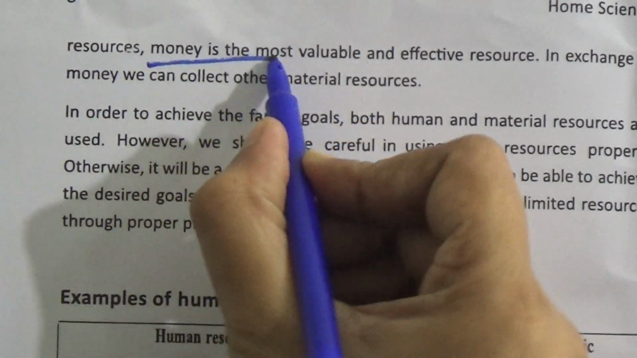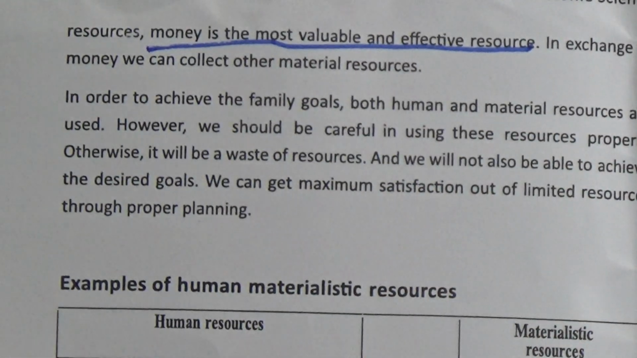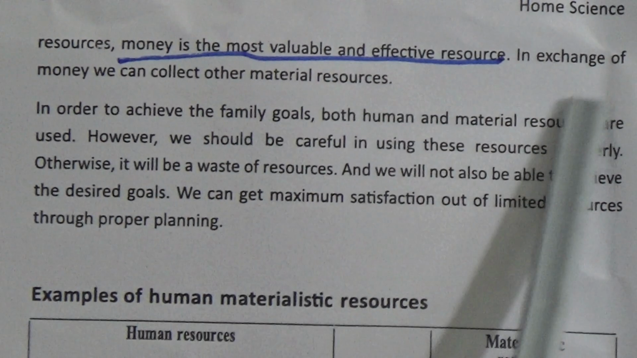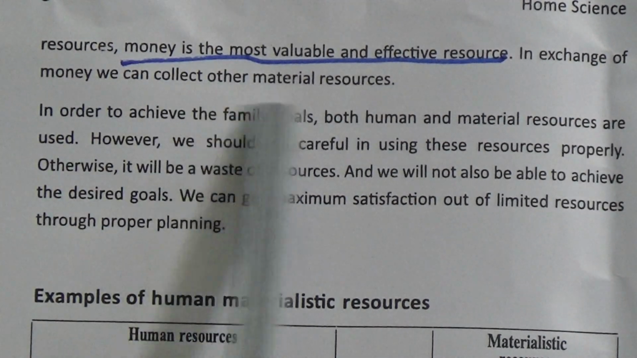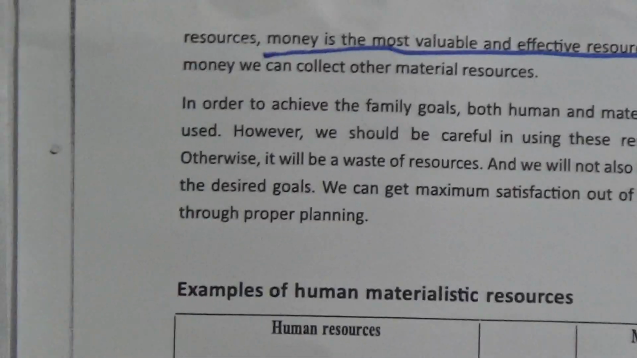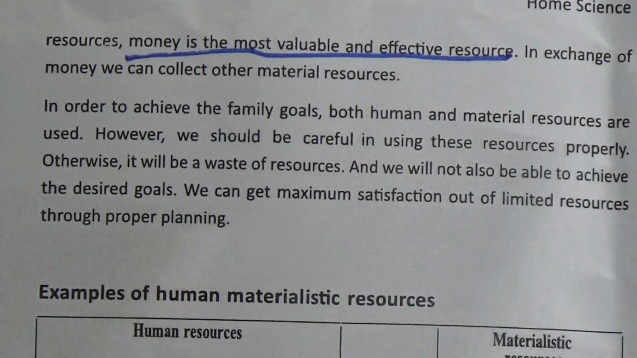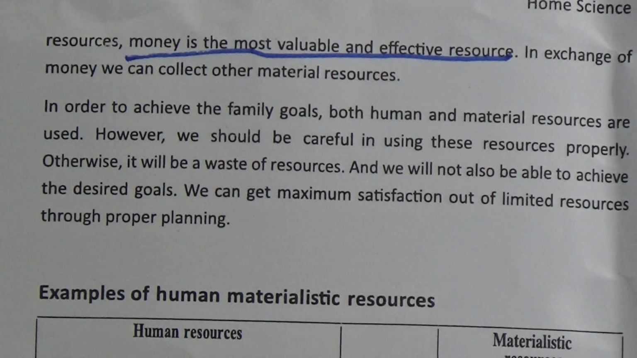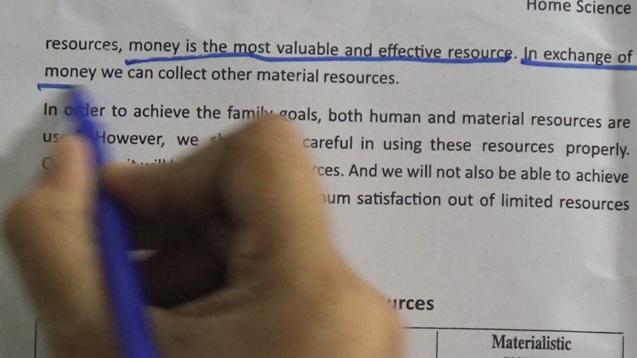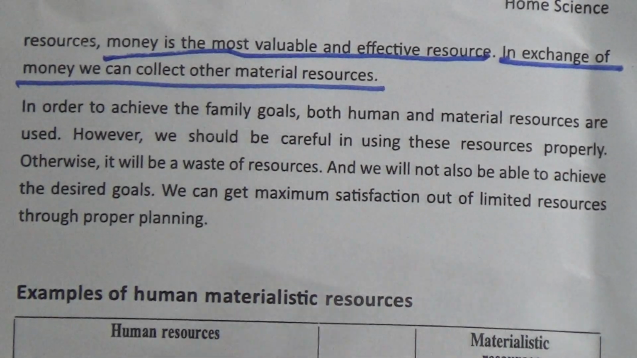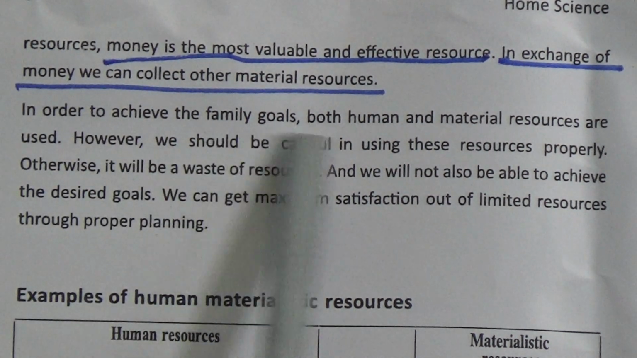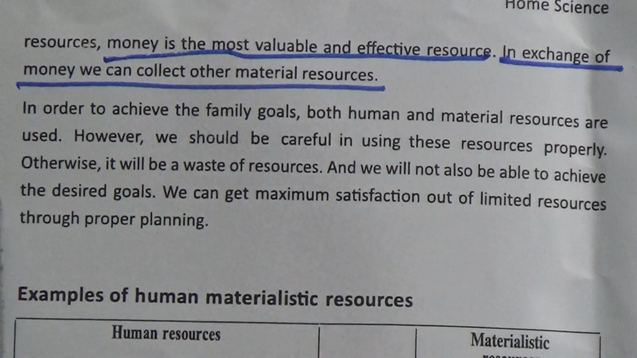So, which is the most valuable and effective resource? We know money is the most valuable and effective resource. In excess of money, we can collect other material resources. So, in excess of money, we can buy other material resources by using money. In order to achieve the family goals, both human and material resources are used.